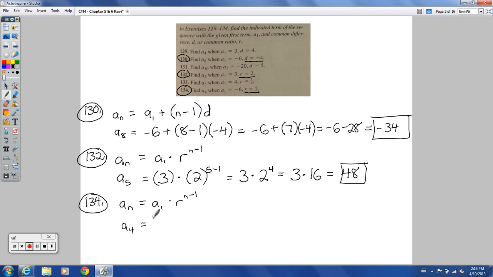So that a sub 4, a sub 1 is negative 6. So the first term, negative 6. Ratio is 2 again. And we've got 4 minus 1. And so this would be negative 6 times 2 to the third power. 2 to the third power, that's 8. And negative 6 times 8, that's negative 48.